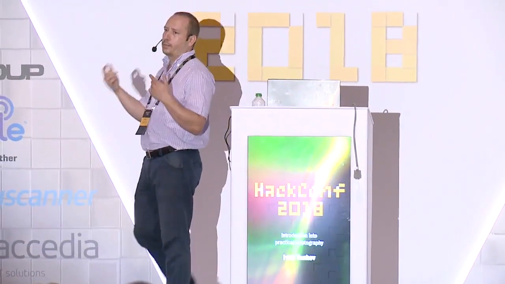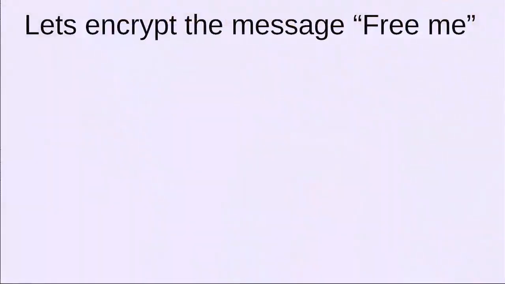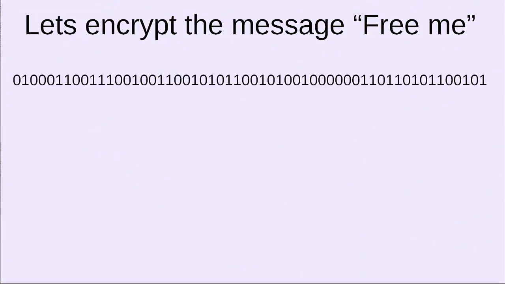So let's say that we want to encrypt the message "free me". The first thing that we have to do is to transfer it to bits and bytes, because in general, cryptography is working on a bit and byte level, and there is no difference between picture and text. So this is the bits representation of this text. The next thing that we have to do is to generate our key. And this key must be generated randomly and must be as random as possible. So this is our key.